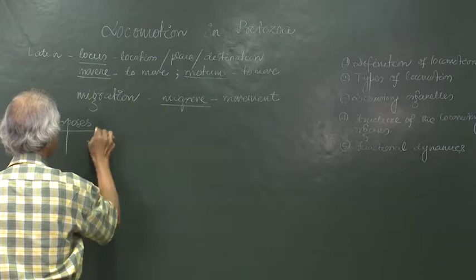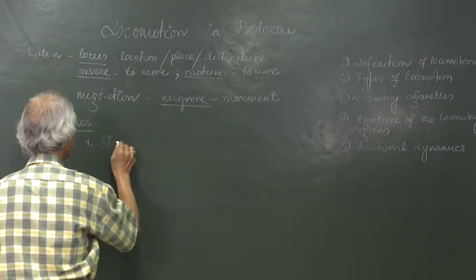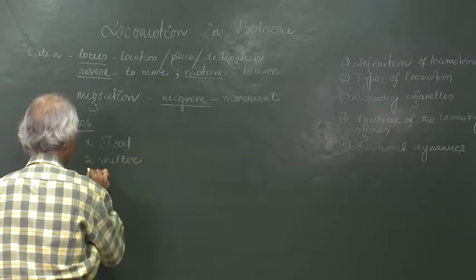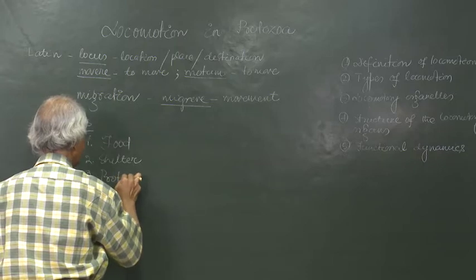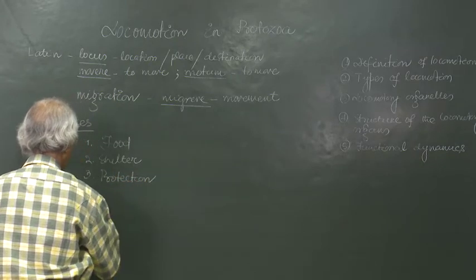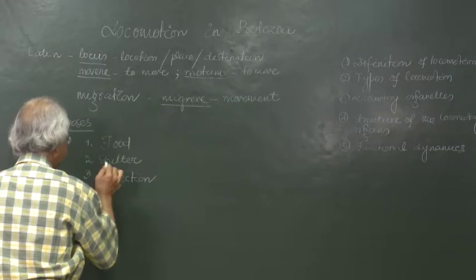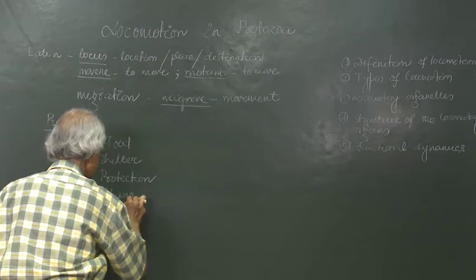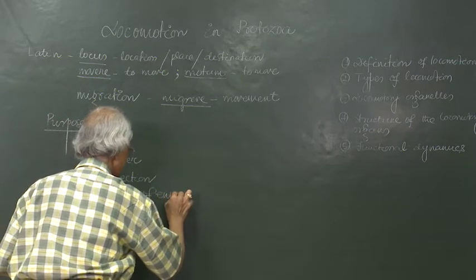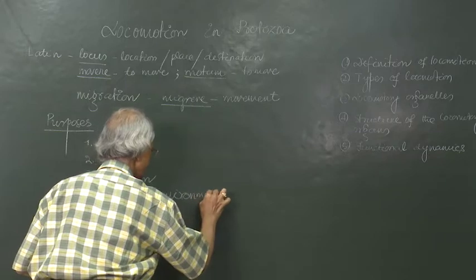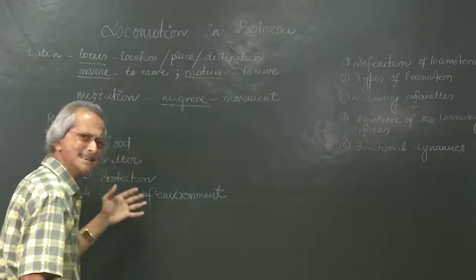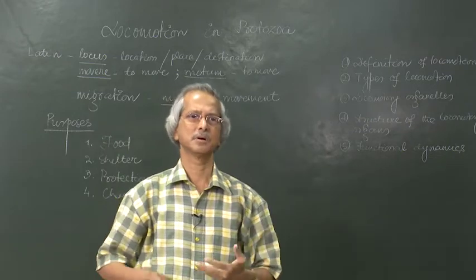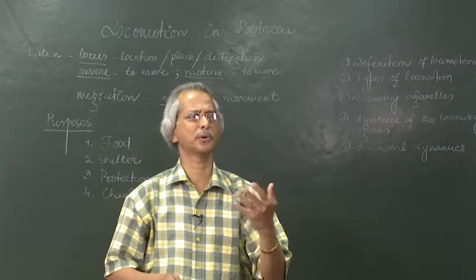Number one, it may be food; it may be shelter; it may be protection; and it may be what is called a change of environment. So, these are certain specific purposes of the animals to move from one place to another.